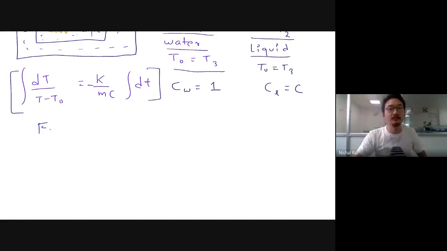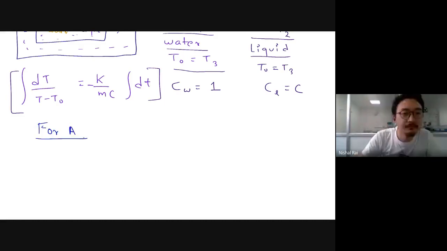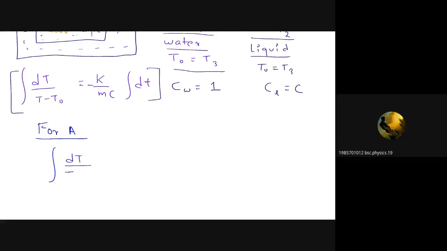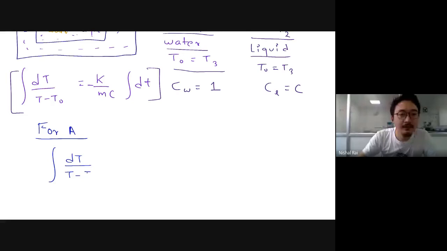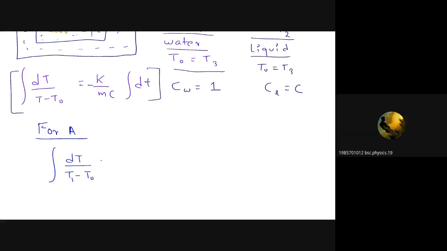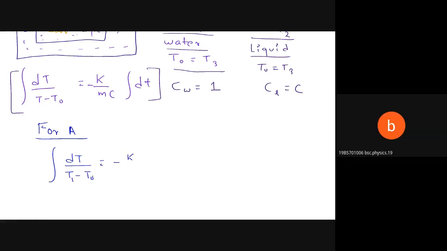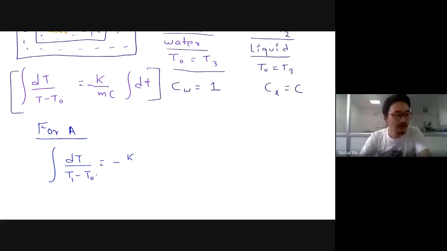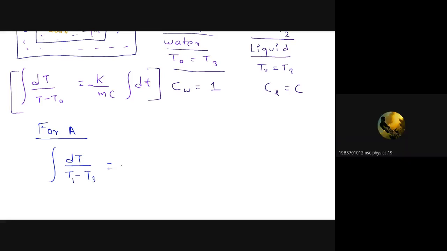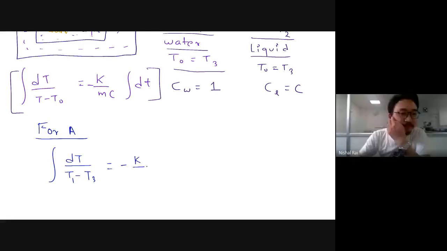Now for A, what do we have? Integration of dP by P minus P was what? T1, okay. It equals negative T1 minus T3. Should I put it T0 or T3? Okay, let's put it T3. It equals how much? Minus negative K, capital K by MC. I'll differentiate capital K by this, okay?